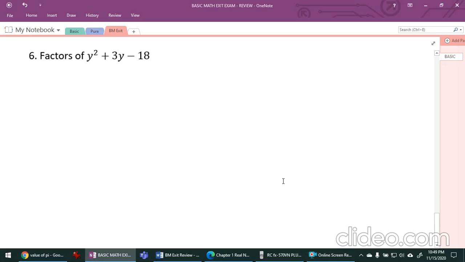Question number 6 is factors of y square plus 3y minus 18. So you can see that the number before y square is 1. So how to do this? Take this last number, minus 18. How can you get minus 18? Minus 1 into 18 or 1 into minus 18. 2 into minus 9 or minus 2 into 9. 3 into minus 6 or minus 3 into 6. All will give you minus 18.